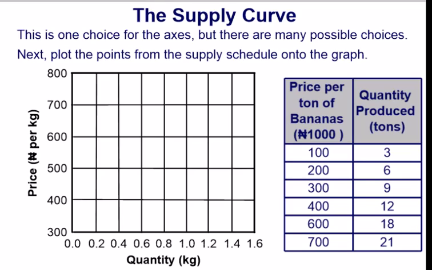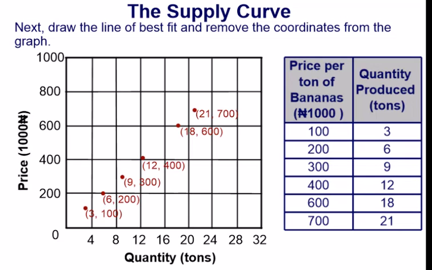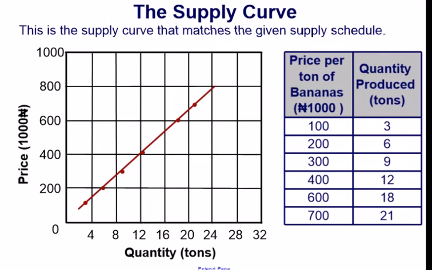Next, plot the points from the supply schedule onto the graph. Next, draw the line of best fit and remove the coordinates from the graph. This is the supply curve that matches the given supply schedule.